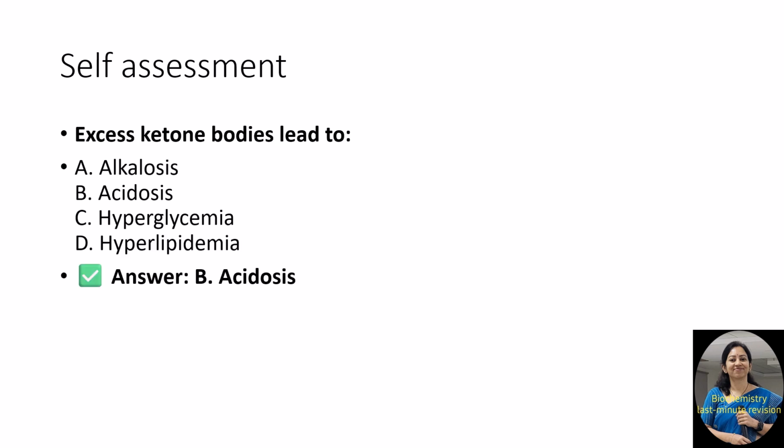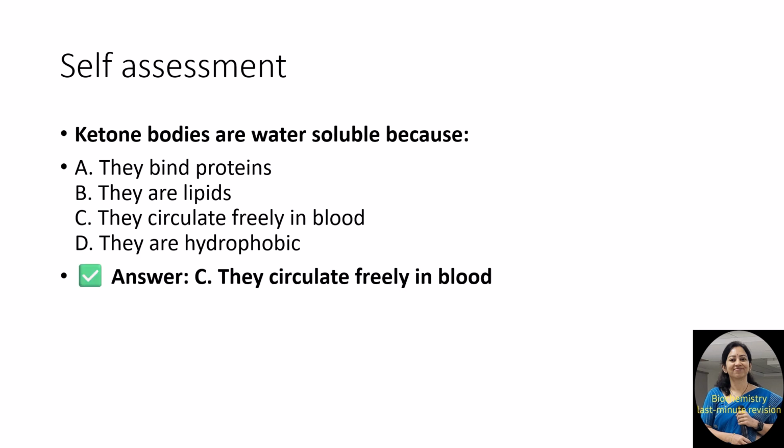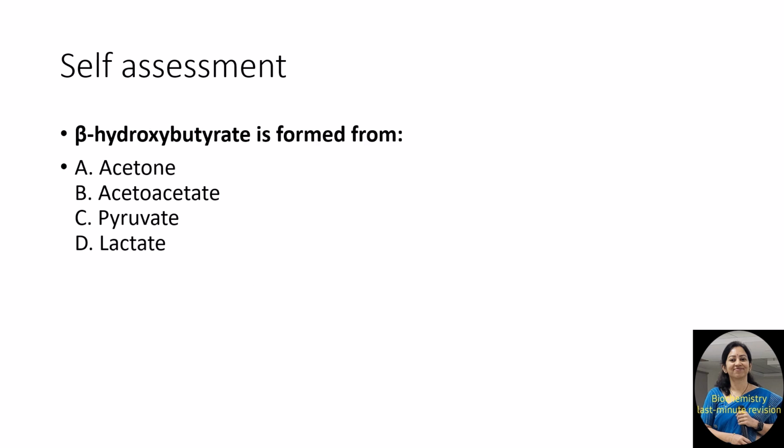Excess ketone bodies lead to acidosis because the nature of ketone bodies, acetoacetic acid and beta hydroxybutyric acid, is acidic. Ketone bodies are water soluble, so they circulate in blood. Ketogenesis is stimulated by glucagon. A high glucagon to low insulin ratio is always ketogenic. Beta hydroxybutyrate is formed from acetoacetate by reduction.